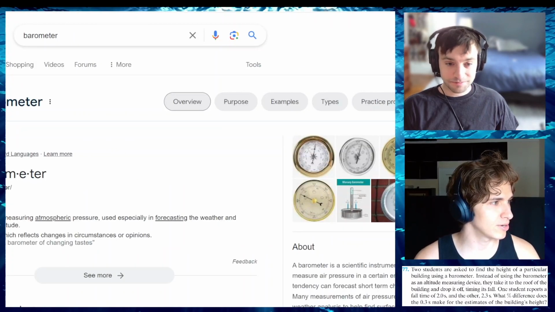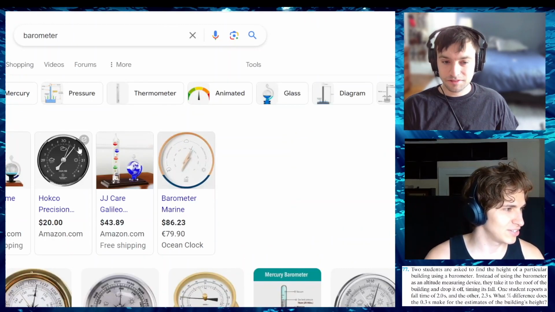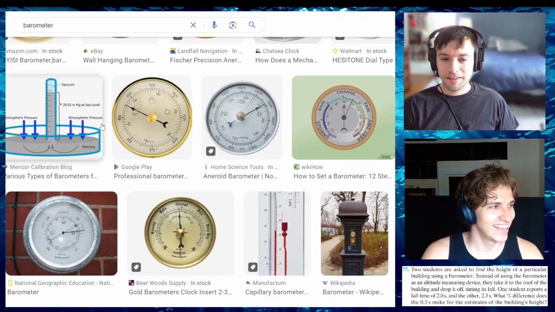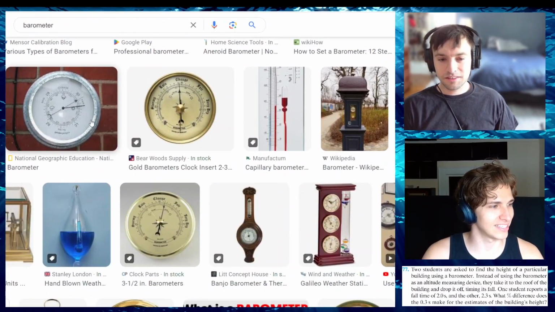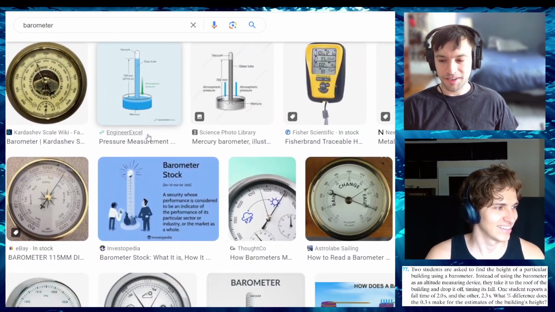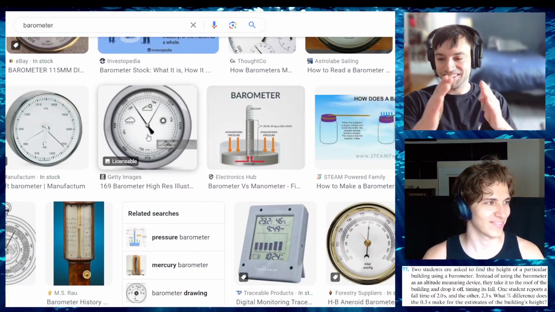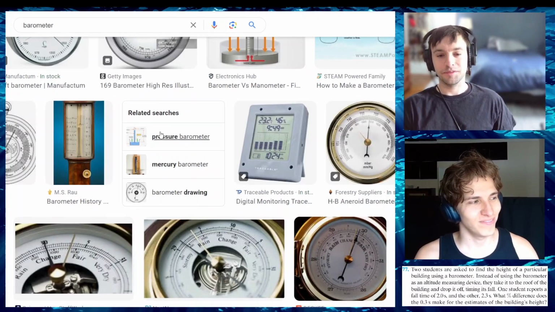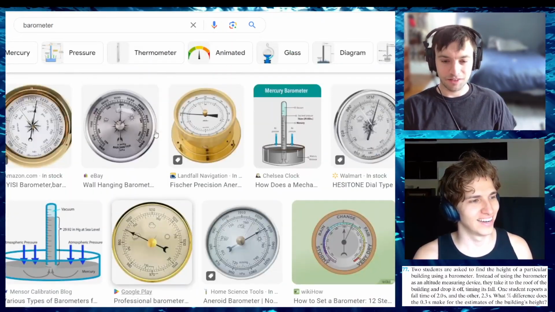Let's look at what a barometer looks like to see if these kids should have been dropping a barometer at all. So they look like they tend to be glass. And it's funny, when I was picturing a barometer, I think I was picturing a metronome, like a triangular structure that would tick and tock. We all have a lot to learn.